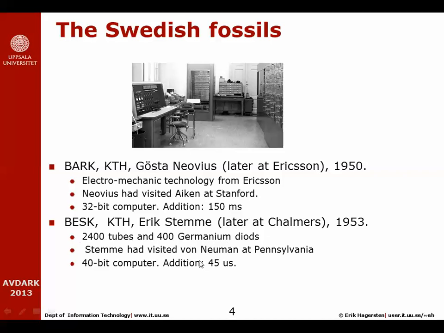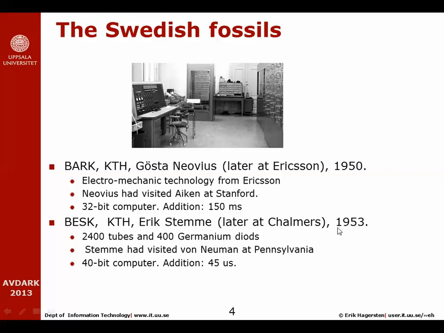Stemme had visited von Neumann in Pennsylvania, so it is not that far-fetched to understand that he was using vacuum tubes. And actually, Sweden sent 4 very promising engineers over to the US right after the war to sort of spy on what's going on there. So Gösta Neovius was in Boston visiting Aiken, Stanford. There were another 2 or 3 of them also in the Boston area, stationed at MIT. And then Erik Stemme went to Pennsylvania to visit von Neumann.